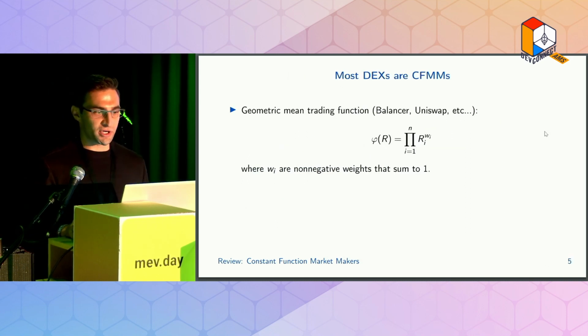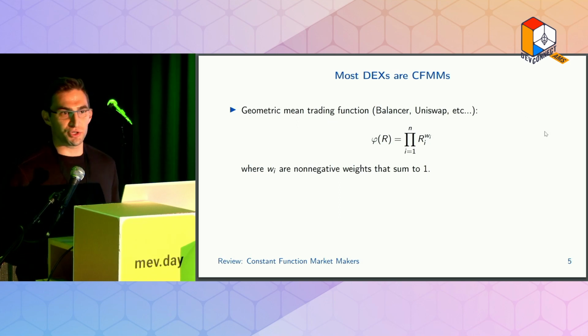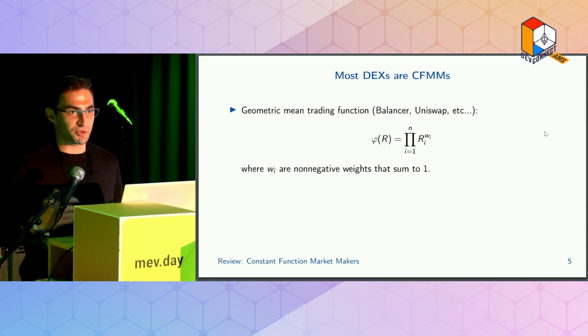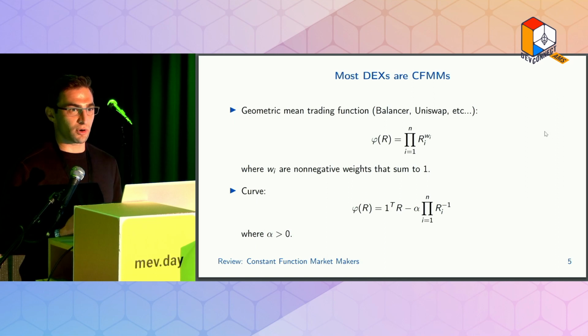And so we can look at a lot of the current decentralized exchanges through this lens. So for example, Balancer and Uniswap fall into this general class called geometric mean market makers, where the trading function is just a weighted geometric mean. For example, for Uniswap, R is a 2-vector, and the weights are going to be equal. Even some of the more complicated trading functions like Curve can be looked at through the CFMM paradigm.